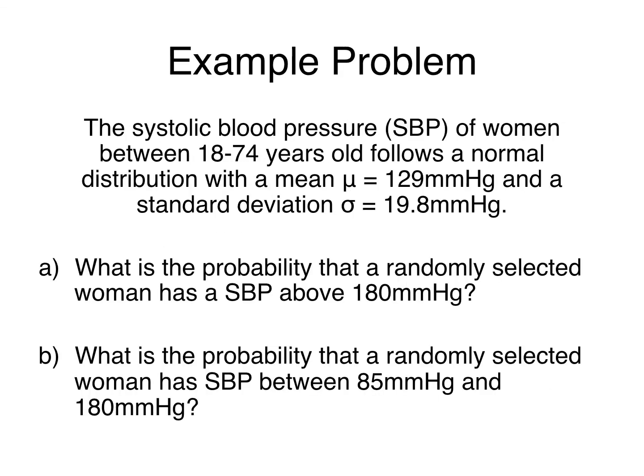Okay, so here's an example problem. The systolic blood pressure of women between 18 and 74 years old follows a normal distribution with a mean of 129 and a standard deviation of 19.8. What is the probability that a randomly selected woman has a systolic blood pressure above 180? And what is the probability that a randomly selected woman has a blood pressure between 85 and 180?